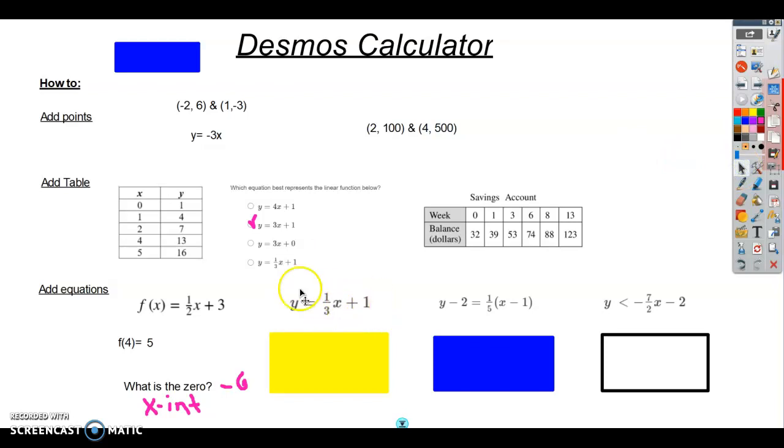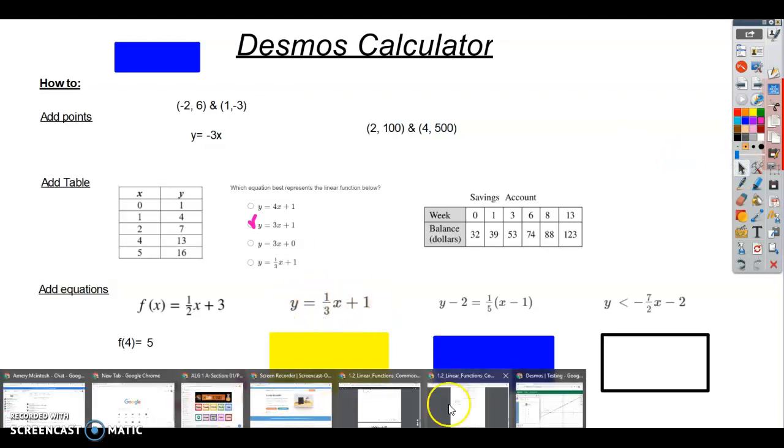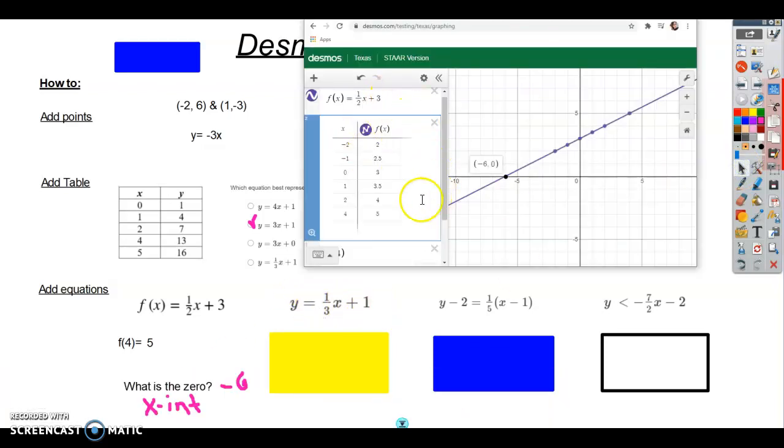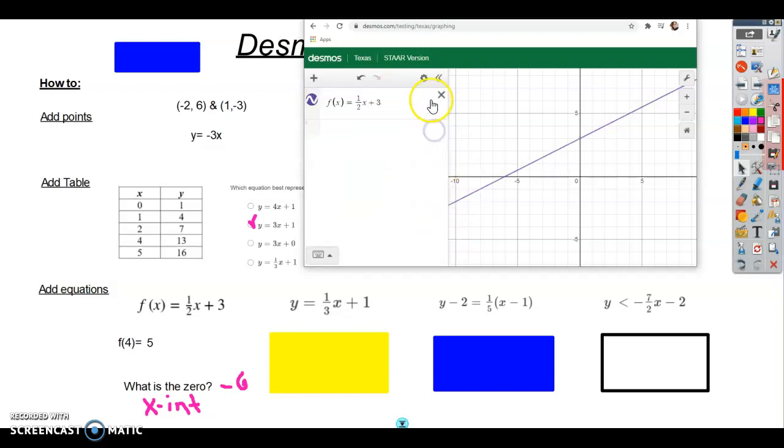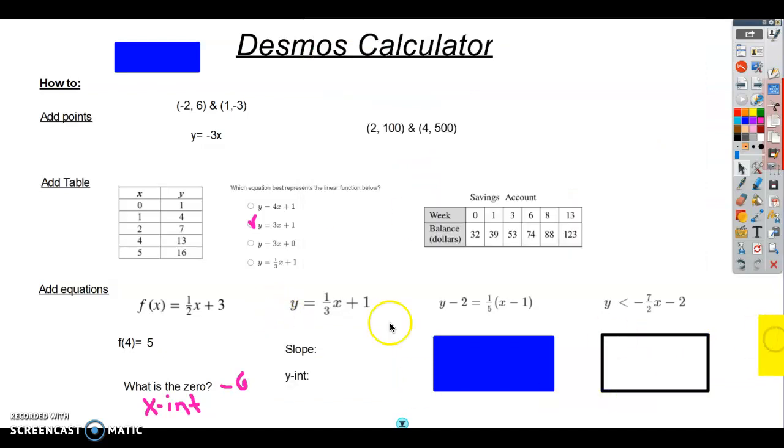Now they gave us another equation, so I can type that equation in. So let me delete these. Y equals 1 divided by 3. Make sure you arrow over x plus 1. Okay, here's my x-intercept. Here is my y-intercept. What is the question asking? It's asking for the slope and the y-intercept.